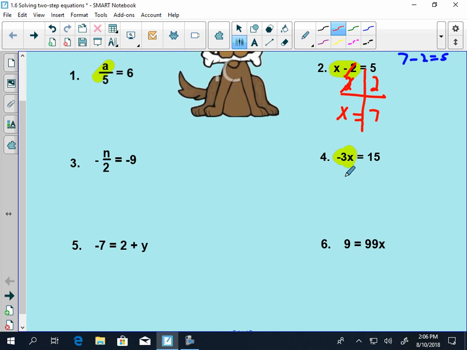Anyways, number 4, this is multiplication. How do I undo multiplication? I divide. So I divide both sides by -3. The -3's become +1, but I just write x. 15 divided by 3 is 5.